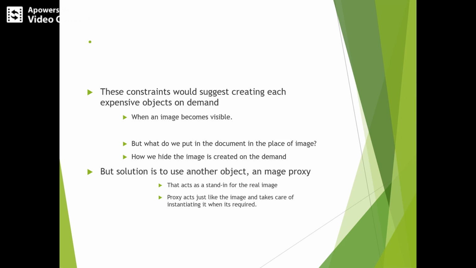But what do we do with the document in place of the image, and how do we hide that the image is created on demand? We have a great solution: use another object instead of the original image. We should have an image proxy, so that it acts as a stand-in for the actual real image. The proxy acts like the image and takes care of instantiation when it's required. That is the specialty of the proxy design pattern.